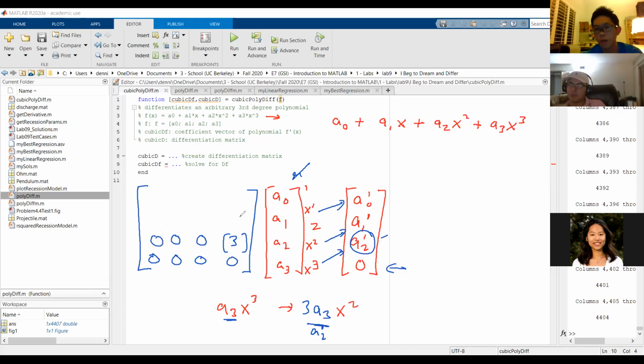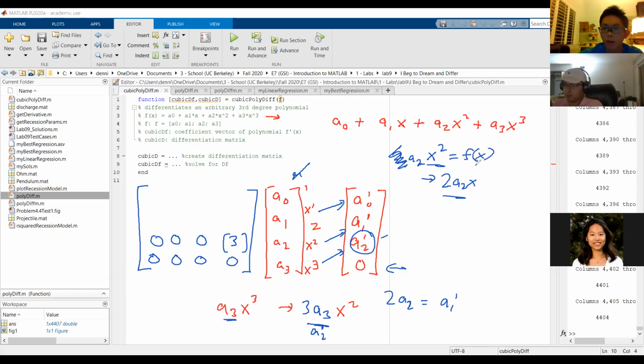The pattern you'll see, let's do this next row and I'll show you. We're getting our 2a2 for this a1 prime. We're saying a1 prime is equal to 2a2, because by the power rule, 2a2 x to the power of 2 becomes 2a2 x, and that's the derivative. So this is our f of x. If this is our f of x, then this becomes our f prime of x.